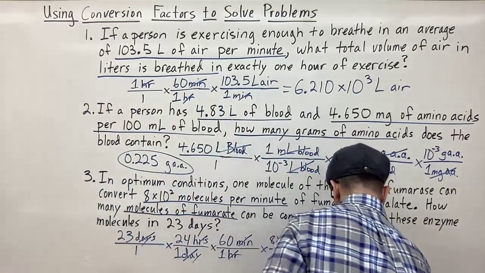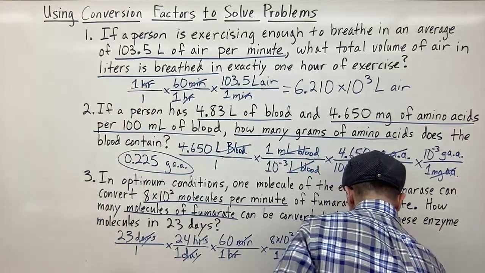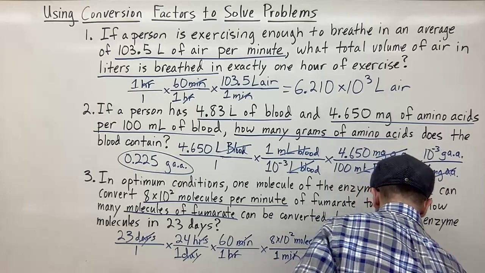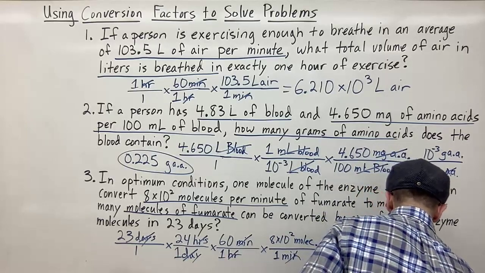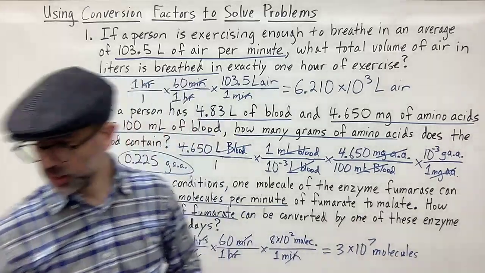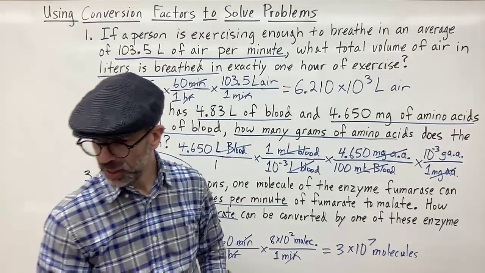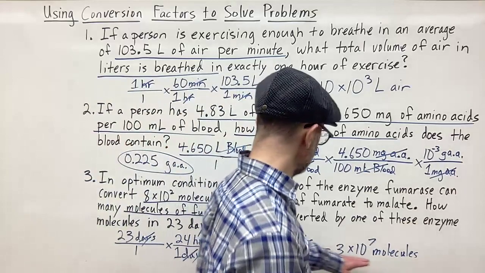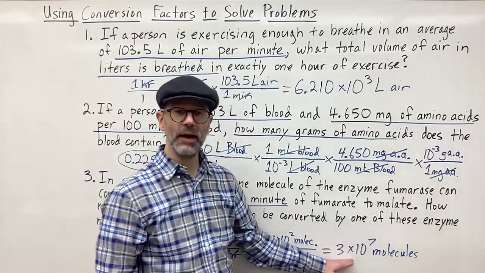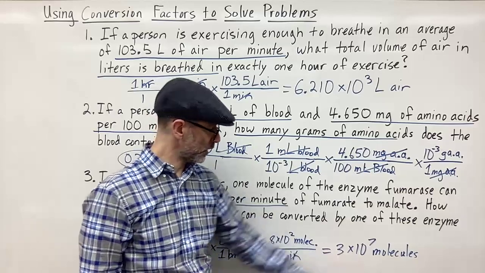And when I do that, my answer is 3 times 10 to the 7 molecules of the fumarate. So let me double check, make sure I didn't make a mistake. So yeah, 3 times 10 to the 7 molecules. Now, sig figs. Why do I only have one sig fig here?